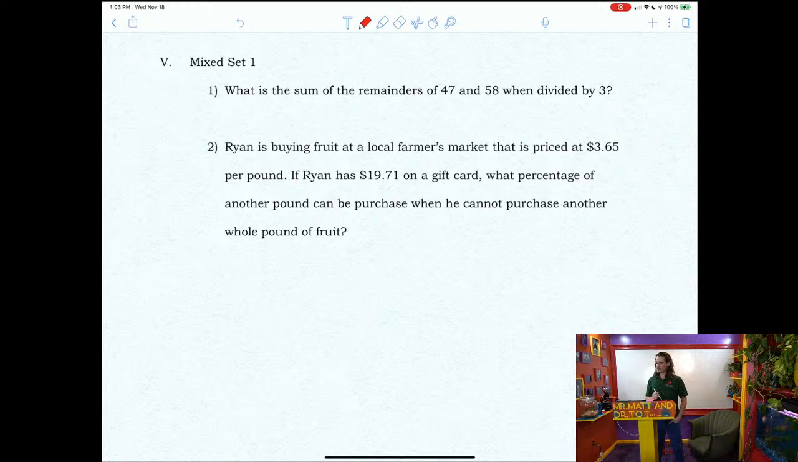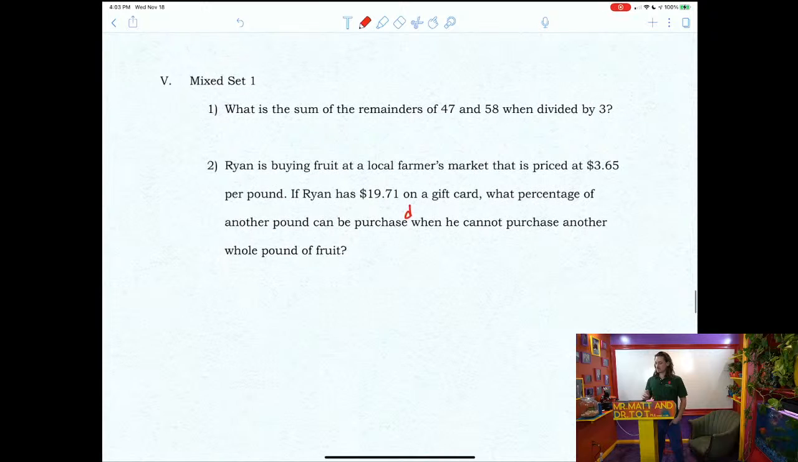And number 2 asks, Ryan is buying fruit at a local farmer's market that's priced at $3.65 per pound. If Ryan has $19.71 on a gift card, what percentage of another pound should be purchased, when he cannot purchase another whole pound of fruit? So I'm going to give you 4 minutes, and then I'll give you some hints.